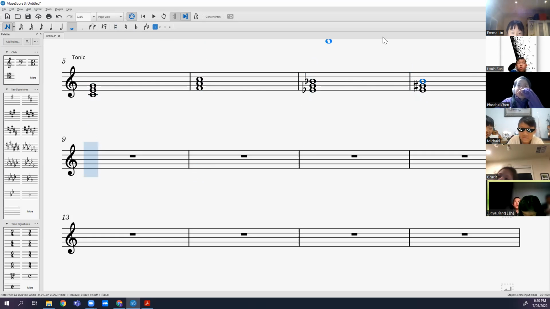Okay, so these are the tonic triads, and next are the dominant triads. So just write your answers in the chat or on a piece of paper, and then show it to me. So dominant triads. Let me think.